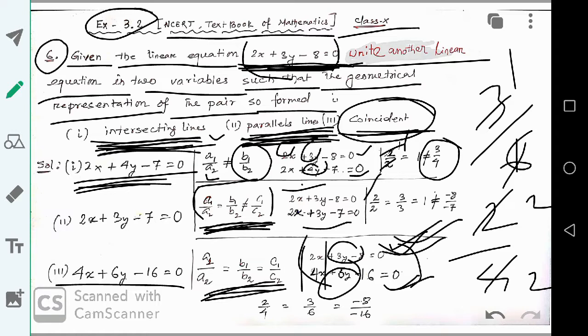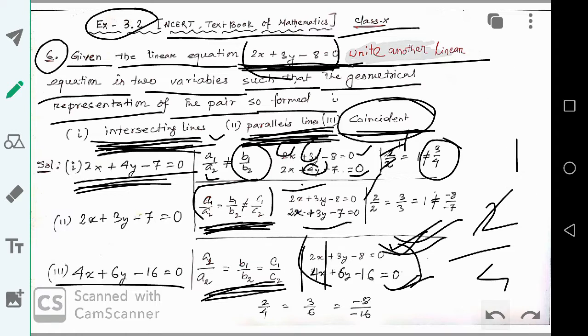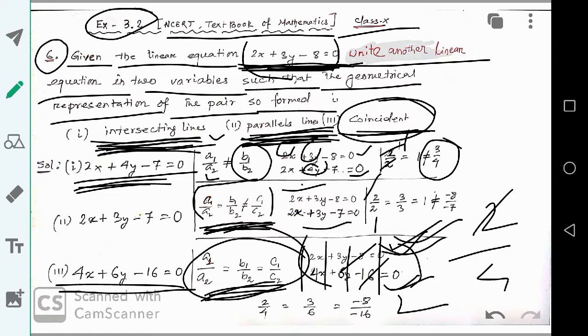Then we have minus 8 by minus 16. Cancelling 8, we get 1 by 2, which is also equal to half. So a1 by a2 is equal to b1 by b2 is equal to c1 by c2. That is why this equation and the given equation represent a pair of lines which are coincident. That means both are representing the same line. Let's move on to the next question.